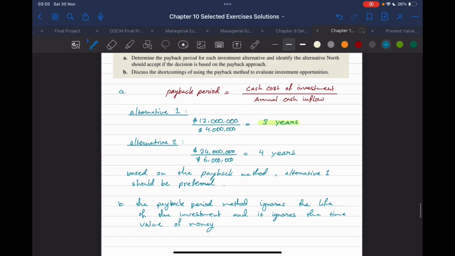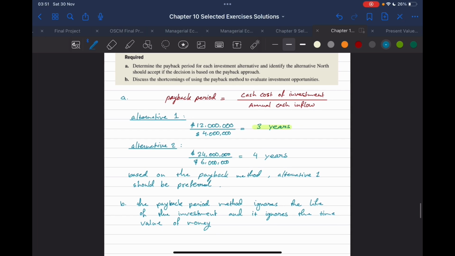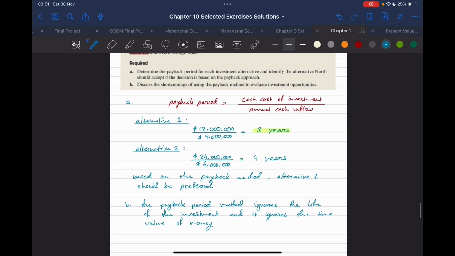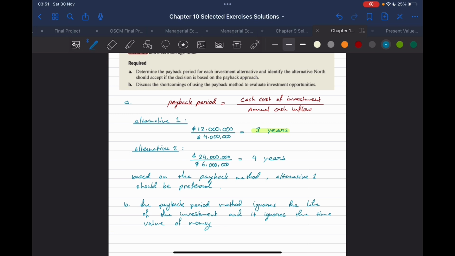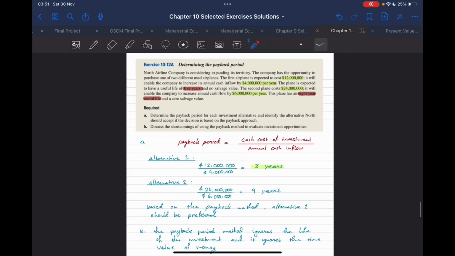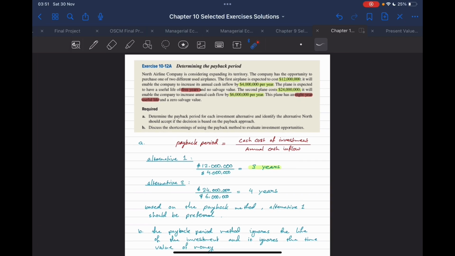All right. Pretty straightforward, simple question. As long as you know the formula, you can directly substitute, and also as long as you know that for this particular metric, it might be the only metric that we've learned in this chapter, that the lower the final result of our calculation, the better. All right. This is how you solve exercise 10-12A.